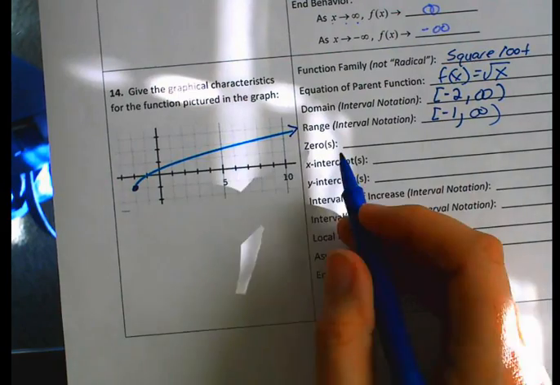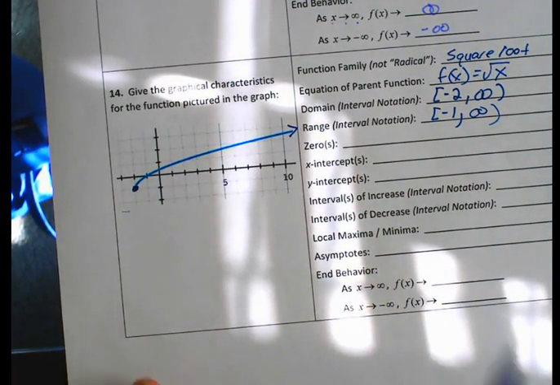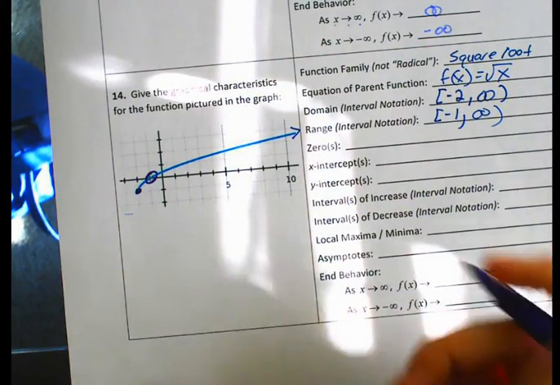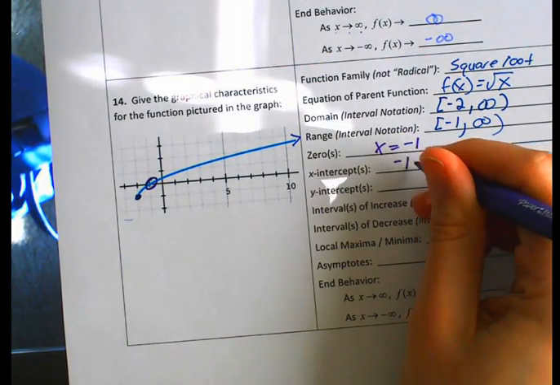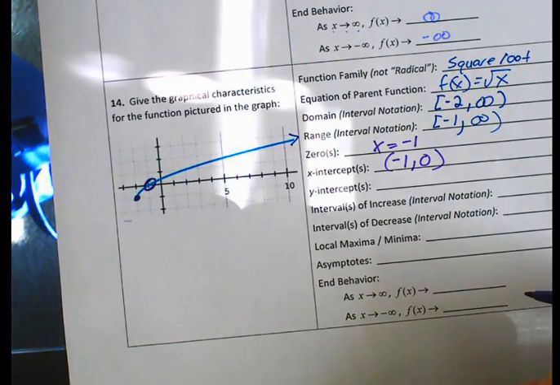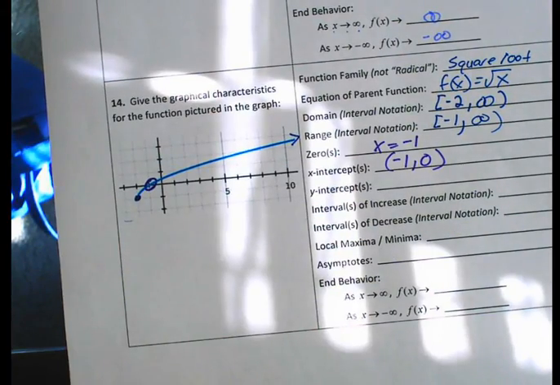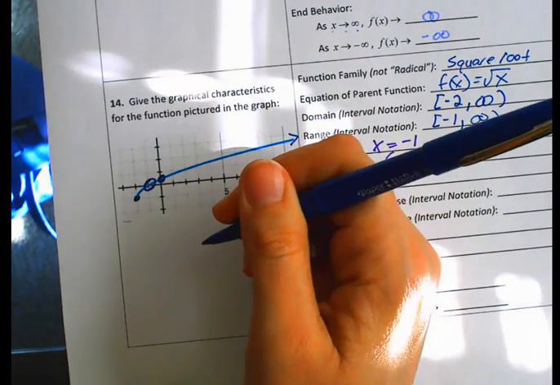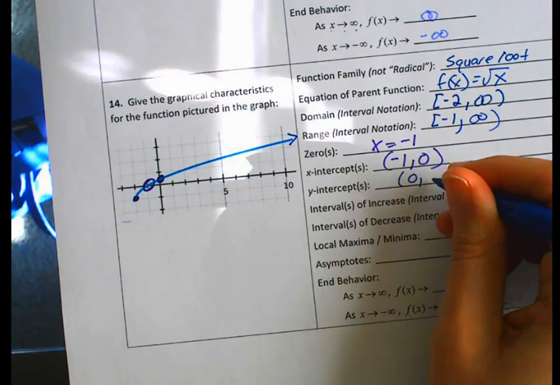All right, and then we have zeros. So remember, zeros where it crosses the x-axis right here. So x equals -1. And written as an x-intercept, we have -1, 0. And then the y-intercept is right here. So that y-intercept is going to be 0, 0.4.